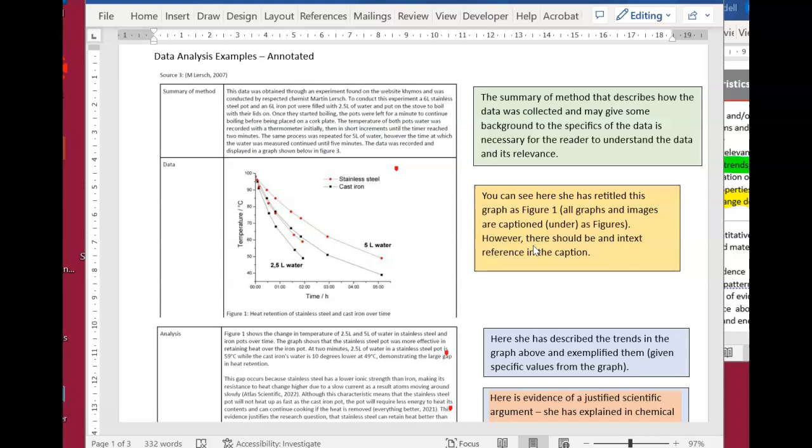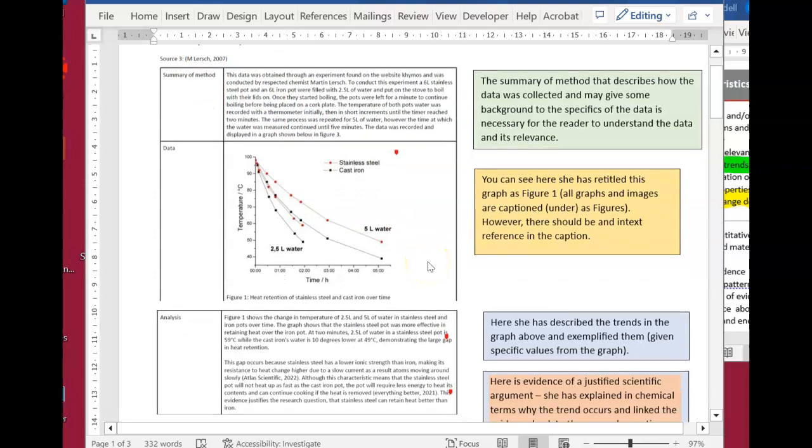They're not called graphs or images, they're all called figures, as opposed to a table, where you title the table, which means you put a title above the table, Table 1, and what it shows. The only thing wrong with this is there should be an in-text reference after the figure title. She has got the in-text reference up here, so she probably hasn't been penalised for that in this case.